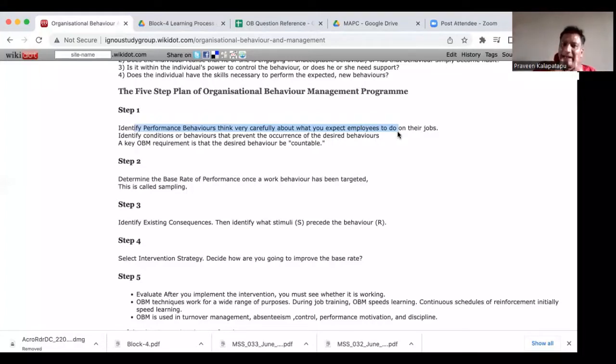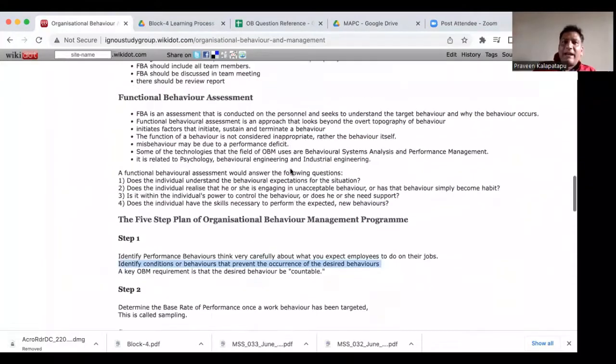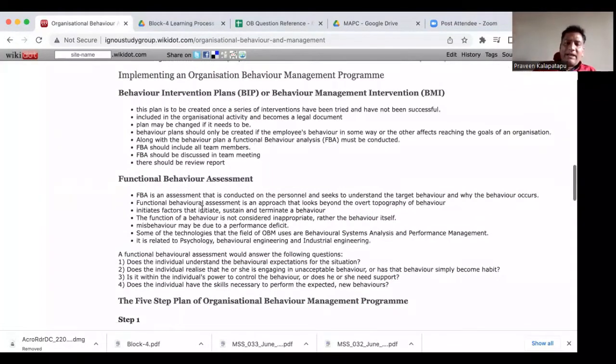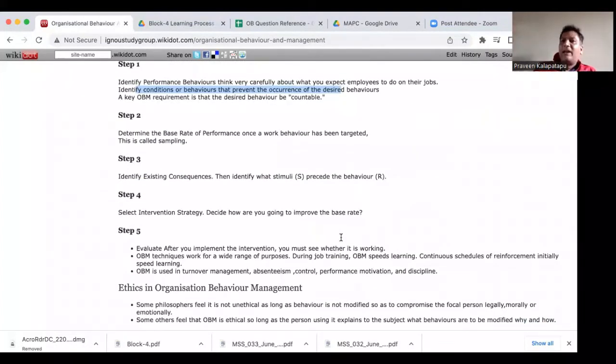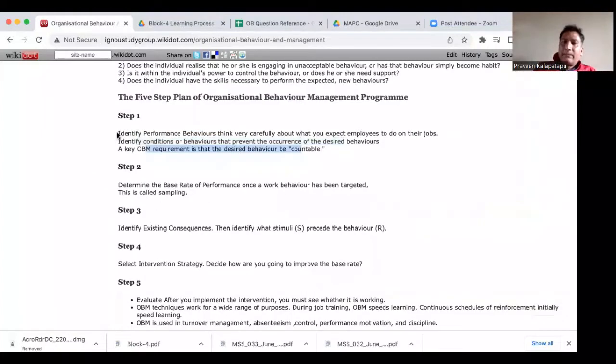The step is all about identifying what exactly you are trying to do, and identifying conditions and behavior that prevent occurrence of the desired behavior. So, what is stopping them from doing it? Basically, that behavior analysis that we talked about, the functional behavior assessment. So, you are going to identify what exactly is the reason for that particular behavior, right, and how you are going to measure it. So this is step one, where you assess what you are trying to get to, what the core reason for it is, and how you can say that they are not adhering, right? So basically, can you actually measure it?